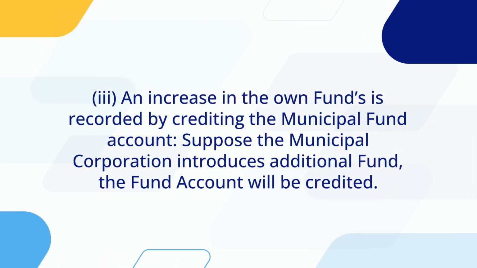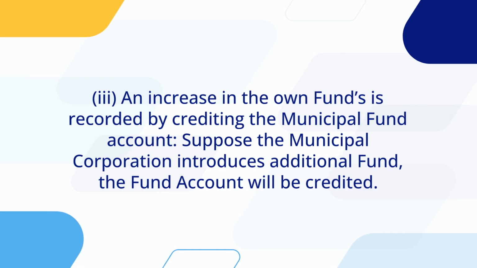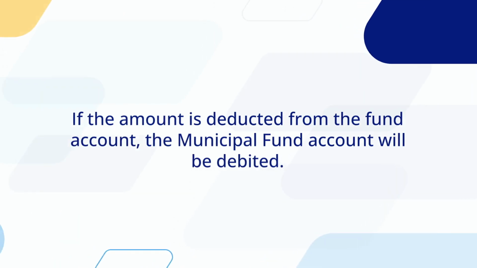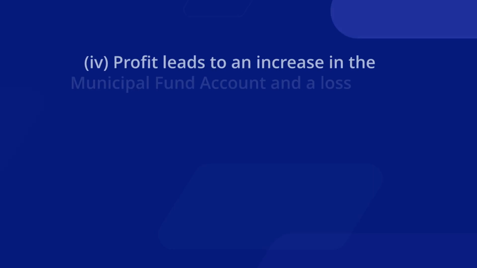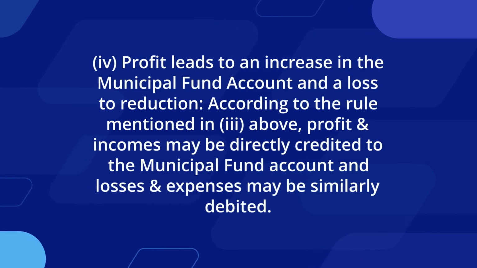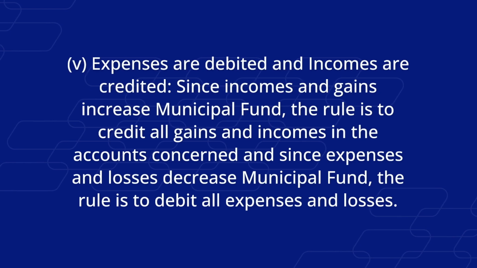An increase in the own funds is recorded by crediting the municipal fund account. Suppose the municipal corporation introduces additional fund, then the fund account will be credited. If an amount is deducted from the fund account, the municipal fund account will be debited. Profit leads to an increase in the municipal fund account and loss leads to a reduction. According to the rule mentioned in point 3 above, profit and incomes may be directly credited to the municipal fund account and losses and expenses may similarly be debited. Expenses are debited and incomes are credited.